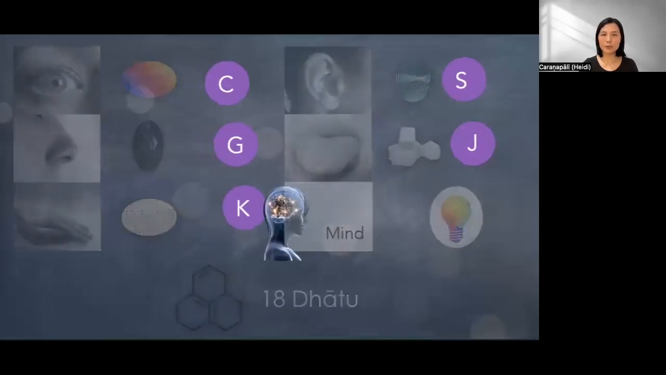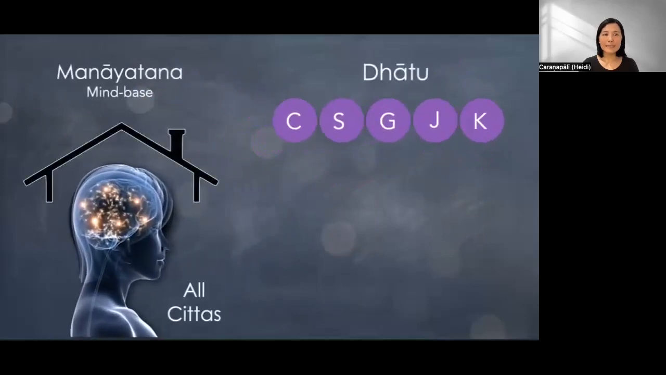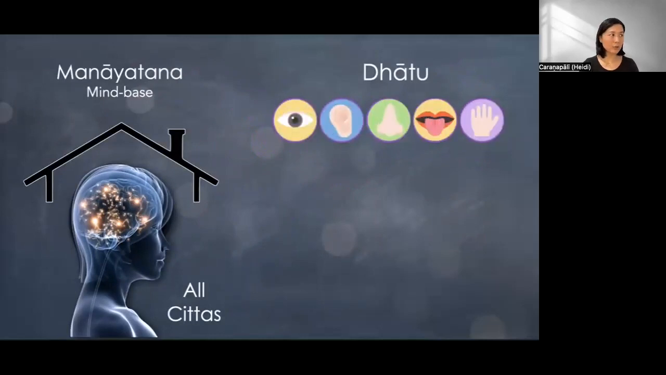Okay, so let's take a look. Now, Manayatana, in the last group, mind base, all chittas are included in the mind base. And in the Dhātu, we already see that the 5 sense consciousness, Chakku Vijnana, Sota Vijnana, Ghana Vijnana, Jiva Vijnana, and Kaya Vijnana are taken out already. So each of them is one Dhātu here, right? So 5 here, 5 Dhātu.